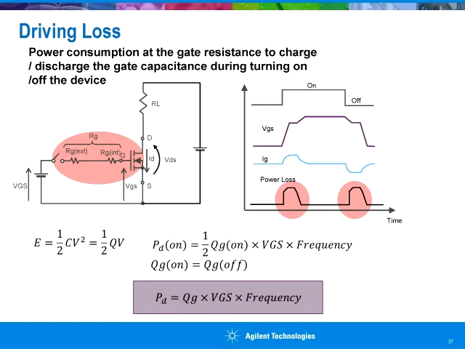Another one is driving loss. Driving loss is power loss consumed at the gate resistances, including internal gate resistance of the switching device, during the turn on and turn off situation. And this is totally determined by the QZ. Simply, the energy consumed at these resistances is calculated by this equation, QZ and the gate voltage. So we can calculate driving loss by using this very simple equation based on QZ measurement.